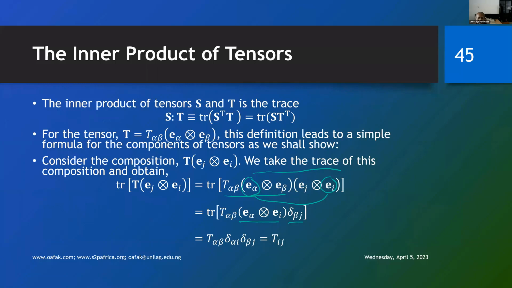Oh, yes, you didn't hear my explanation then. What I'm saying is that for your question, if we are taking the trace, we have to turn this to a dot. And once we turn it to a dot, it becomes delta alpha I.